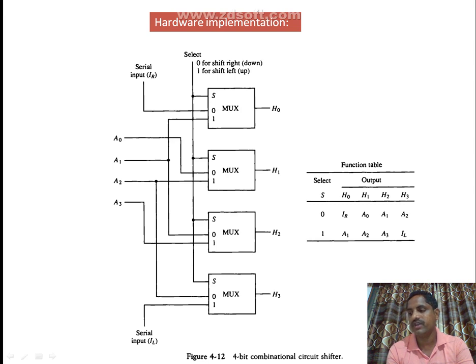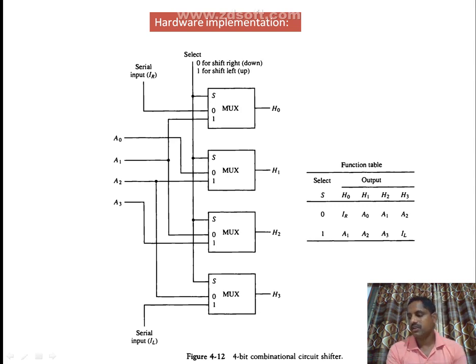In the combinational circuit, the content of the register that has to be shifted is first placed onto the common bus, whose output is connected to the combinational shifter. Here we can apply different multiplexers 1, 2, 3, 4. Then we have the serial inputs IR and IL: 0 is for the shift right and 1 is for the shift left, and A0, A1, A2, A3 we can implement for the particular operation.